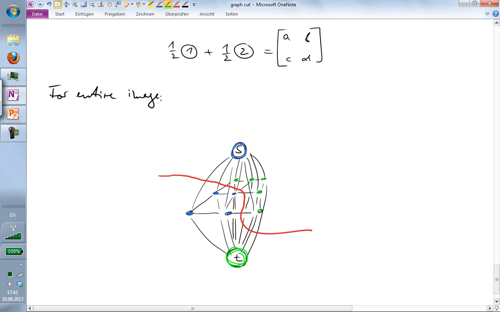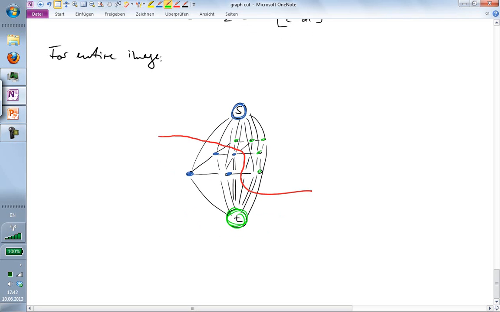And I can hence read out from this graph cut what label each single pixel should have. And again, if I have a binary pairwise MRF with only submodular interactions, this gives me the globally optimal result, which is no mean feat.